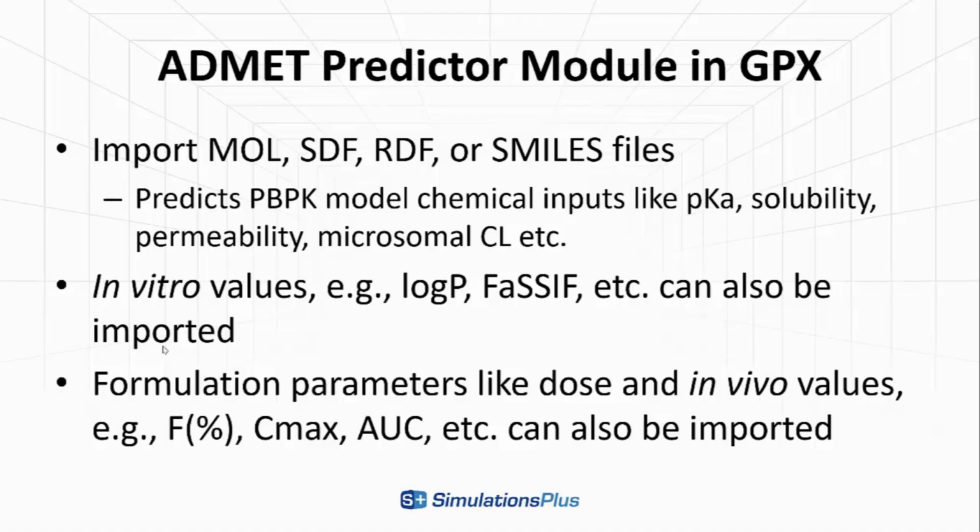So if in vitro values such as log P or FASIV, etc., are in the input file, those can also be read in and used in simulations. Formulation parameters like dose and in vivo values such as oral bioavailability, Cmax, and AUC can also be imported with the records.